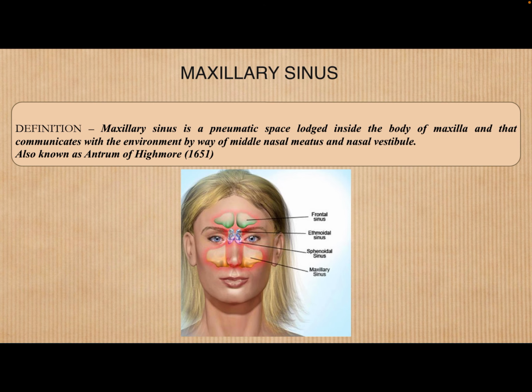So maxillary sinus is a pneumatic space lodged inside the body of maxilla and that communicates with the environment by way of middle nasal meatus and nasal vestibule. And maxillary sinus is also known as antrum of Highmore. So middle nasal meatus will be having another important thing, that is the opening of maxillary sinus. So it is also known as ostium.